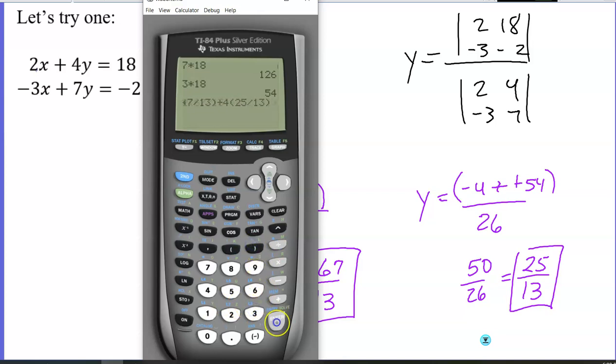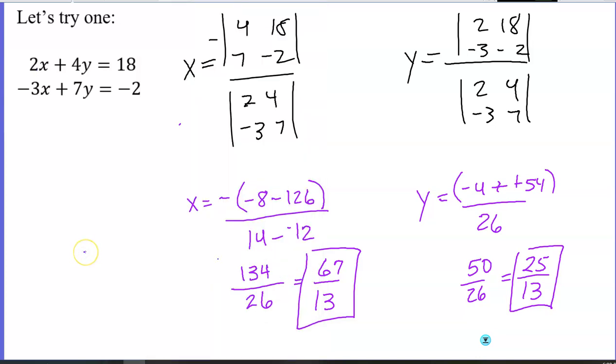And let's hope we get 18. And we sure do. And I won't waste your time, but we could also try it for the second one and make sure we get out a negative 2. And then that would be an easy way to check. You could also graph these in your calculator by solving them for y and doing the intersect feature and seeing if you get out the same values.